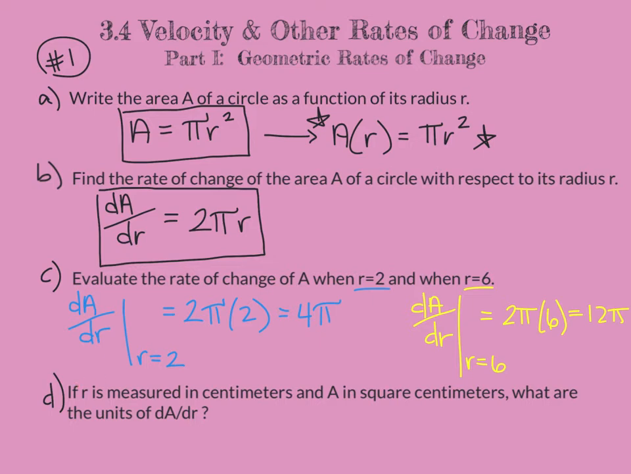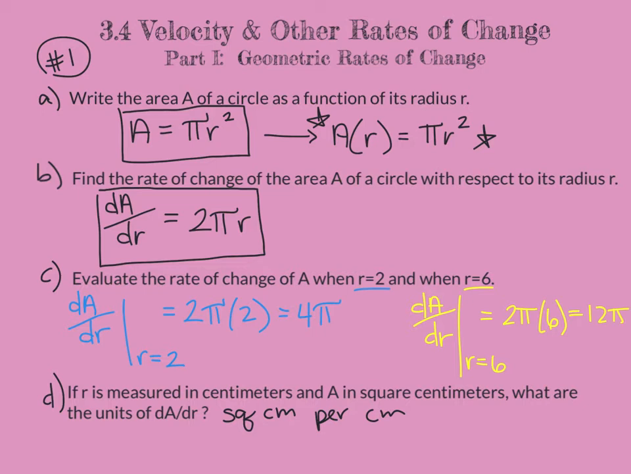So we can write this as square centimeters per centimeter. This is a little bit confusing. It seems kind of strange, but remember that square centimeters and centimeters are not the same thing, right? A square centimeter is literally a unit of area. It's how much space this is taking up, a centimeter by a centimeter square, and a centimeter is more one-dimensional, and it is just a unit of length. So it's square centimeters per centimeter.